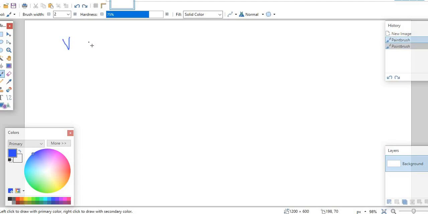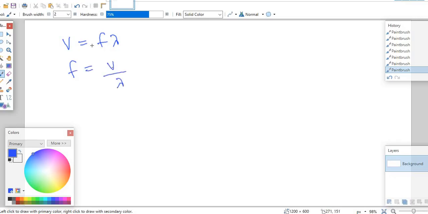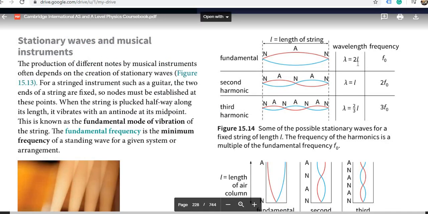All right, so V equals F lambda, then F is equal to V over lambda. Now the speed of the sound waves, or the waves in the string, is the same. V is constant. So if you decrease the wavelength, the frequency will increase. If you halve the wavelength, the frequency will double. So that's what is shown here.